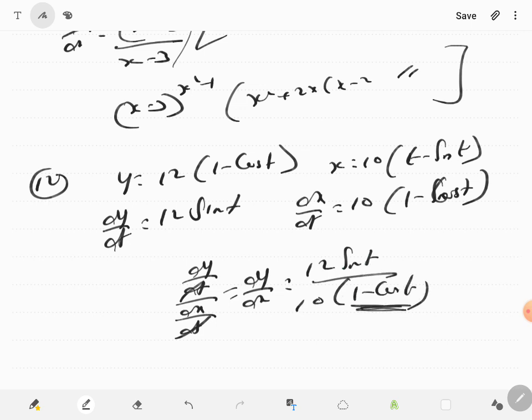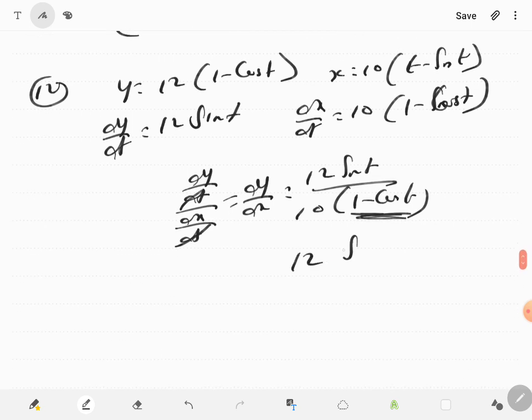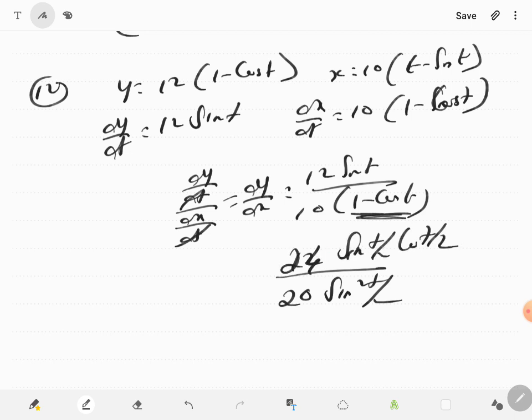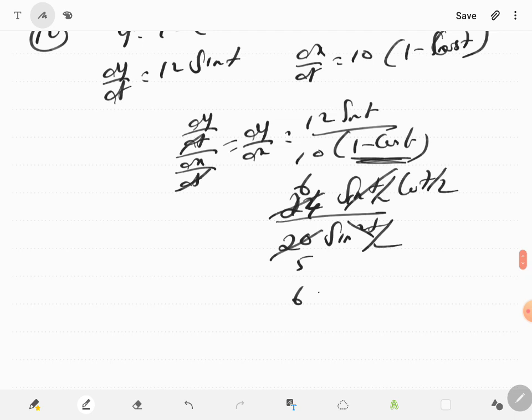1 minus cos t is 2 sin square t by 2, so you write 20 sin square t by 2. And the sin t on the top can be written as 2 sin t by 2 cos t by 2. So you can write it as 24 sin t by 2 cos t by 2. Sin t by 2, sin t by 2 get cancelled. This will become, if you cancel it with the 4 tables, 5 and 6. So you get 6 by 5 cot t by 2 will be dy by dx.